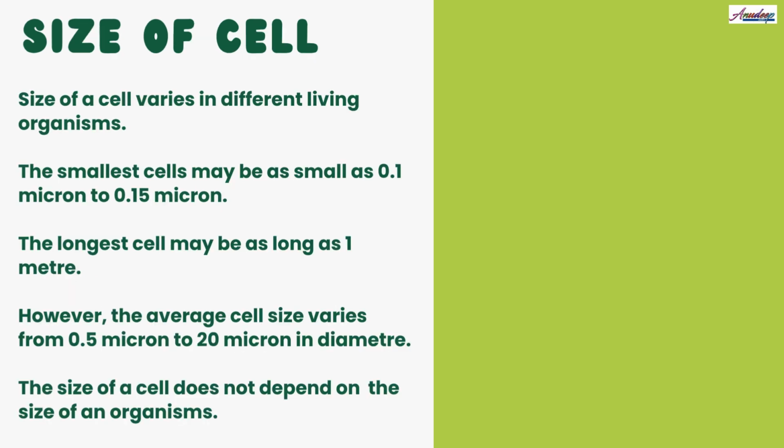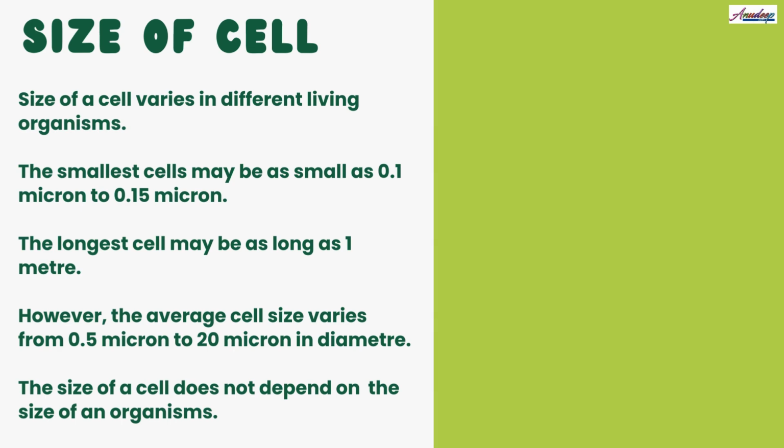Now cells varies in their size, shape and number. So let's see first the size of cell. Different organisms have different size of cells. The smallest cell may be small as 0.1 micron to 0.15 micron, and the longest cell may be as long as 1 meter. However, the average size of cell varies between 0.5 micron to 20 micron in diameter.